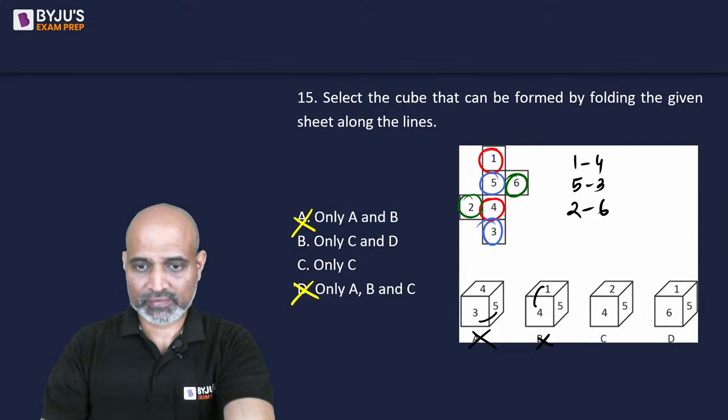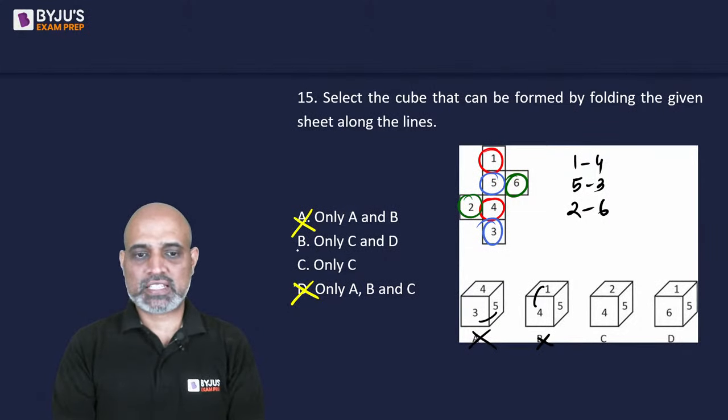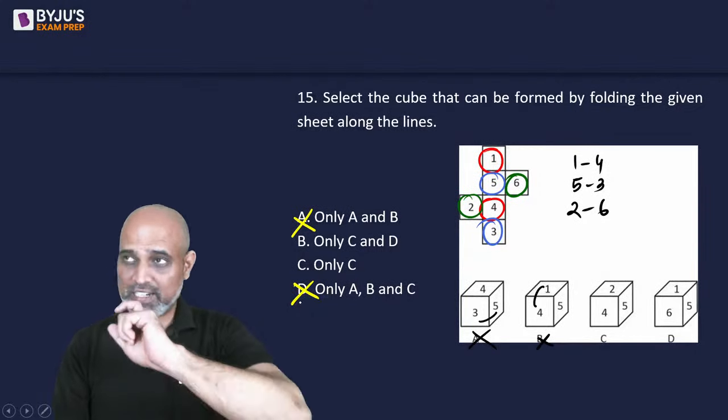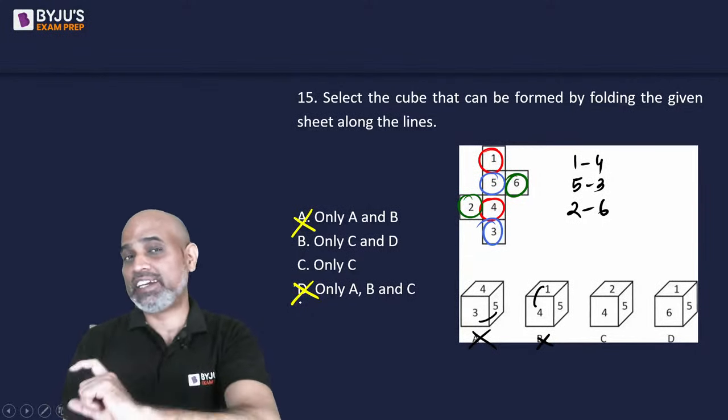Akash, Karna, is it B or C? Which option? As in shape, will die C be formed or die D be formed?